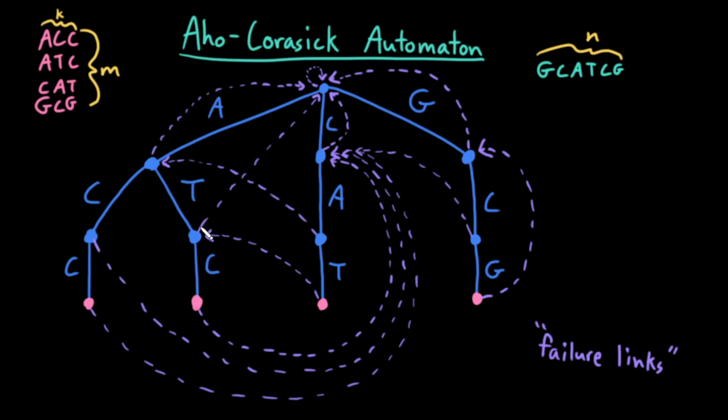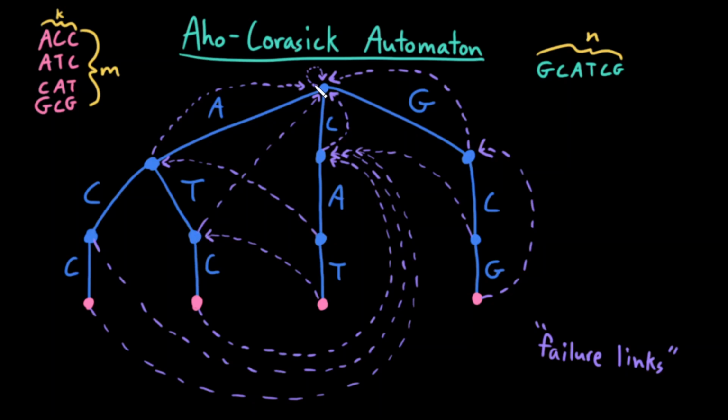What about this node? Actually, no, let's do this node. So this node is AT. So the suffixes of this node, excluding itself, are T and the empty string. Out of those two suffixes, which one is the longest one that exists in my multi-way trie?